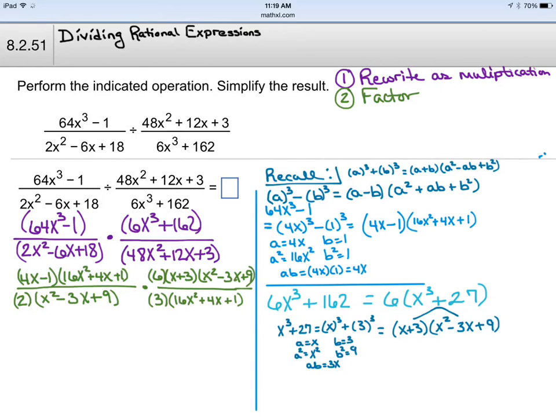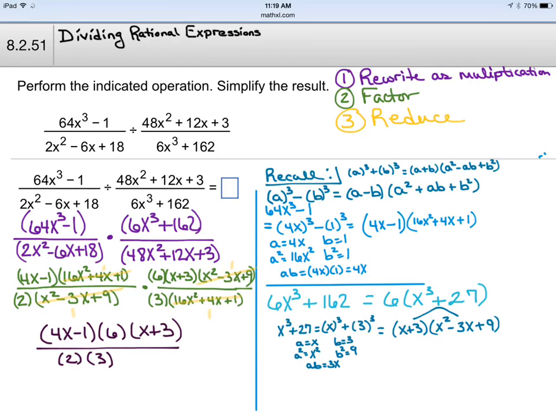And hopefully you'll notice that we have this x squared minus 3x plus 9 in this denominator, but we have it up here in this numerator. And when we have the same thing in the numerator and the denominator, they equal 1 and reduce. Same thing with the 16x squared plus 4x plus 1, and then notice it's down here in this denominator. So our next step is going to be to reduce.